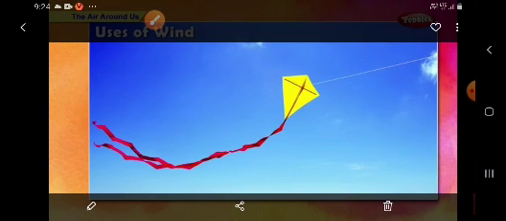Children, here we can see a kite. As we know, if there is no movement in the air, we won't be able to fly the kite. A kite will only fly when there is movement in air. This movement in air is called wind. So this is one of the uses of wind.